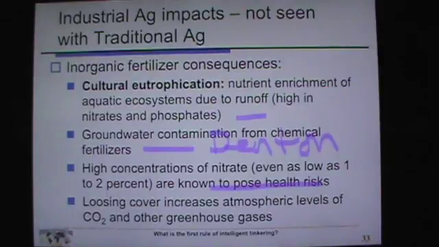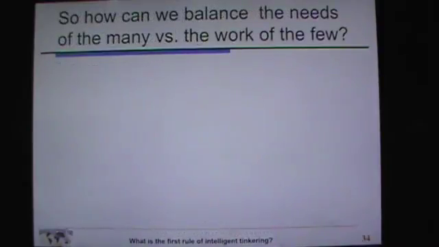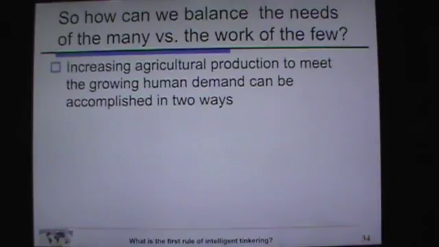Losing that cover, in other words, getting rid of all that organic matter that used to be left, increases the amount of carbon dioxide and other greenhouse gases in the atmosphere. So how do we balance the needs of the many versus the work of the few? Kind of a twist there on Spock, but bear with me. Increasing agricultural production to meet the growing human need can be accomplished, well, at least two ways.